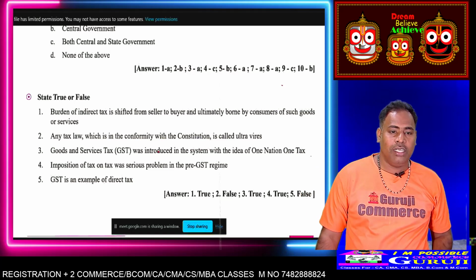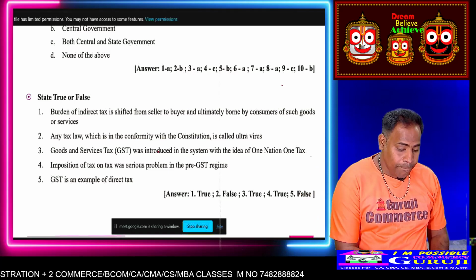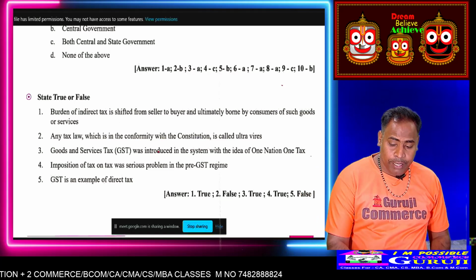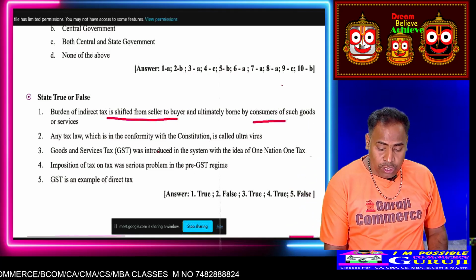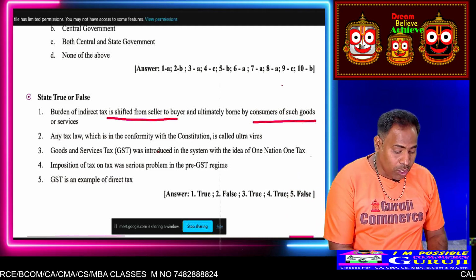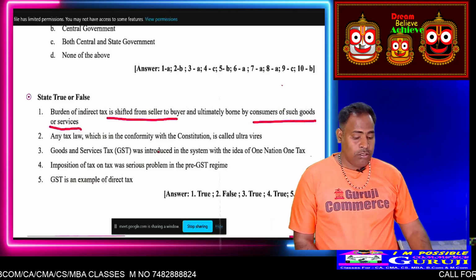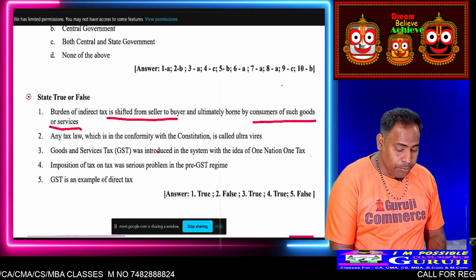Next, this one. True first. Burden of indirect tax is shifted from the seller to the buyer, ultimately borne by the consumer of the goods or services. True or false? True. Very good.